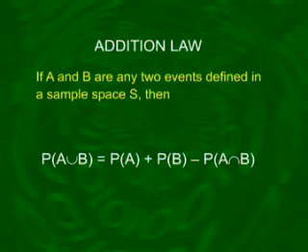This equation can be stated as follows. If two events A and B are not mutually exclusive, then the probability that at least one of them occurs is given by the sum of the separate probabilities of the events A and B minus the probability of the joint event A intersection B.